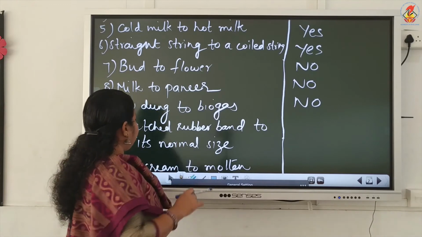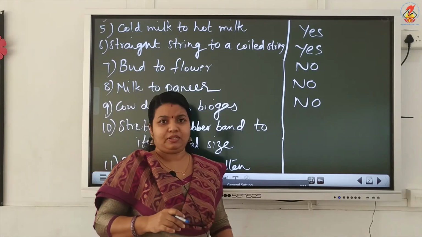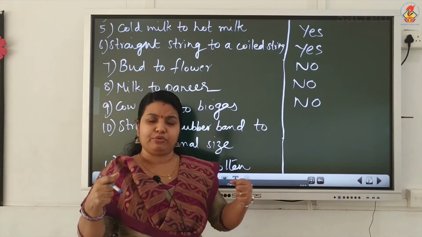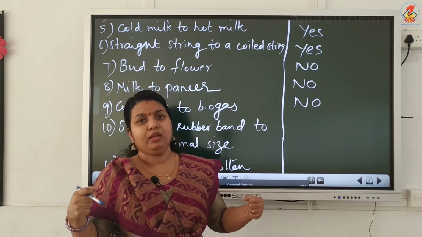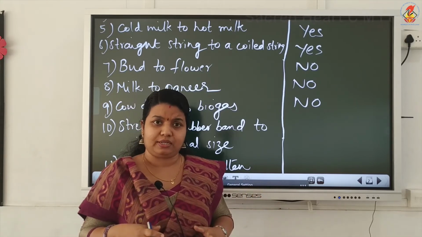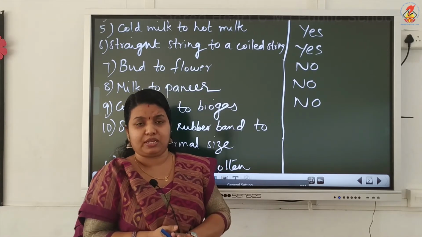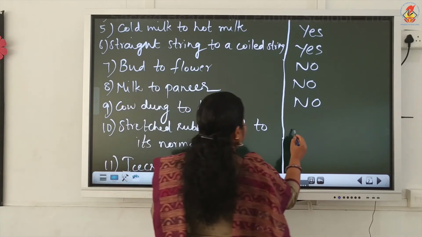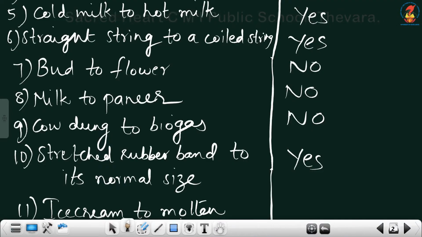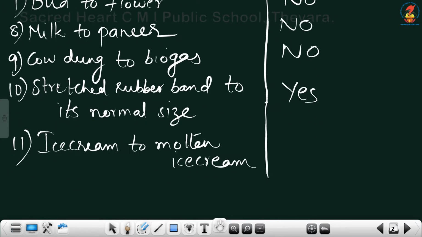A stretched rubber band to its normal size. Take a rubber band, apply force and stretch it to its maximum. Will you be able to go back to the original size? Yes, just withdraw the force. It comes back to its original size and shape. So this can be done. It can be reversed.